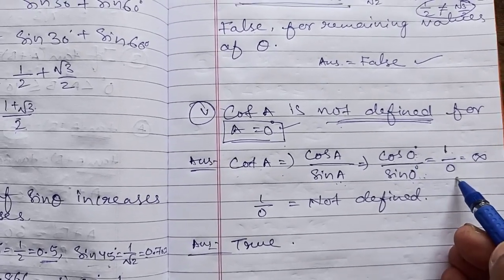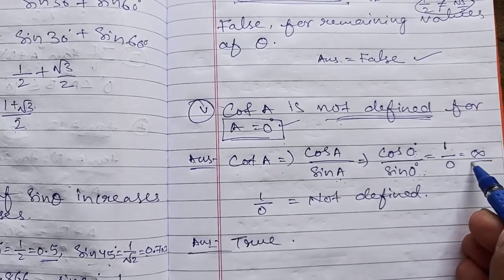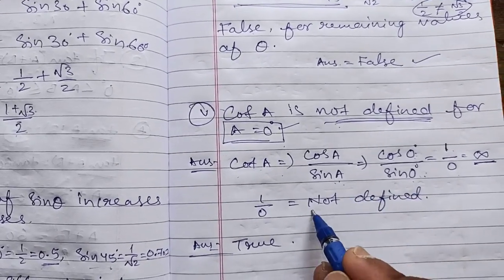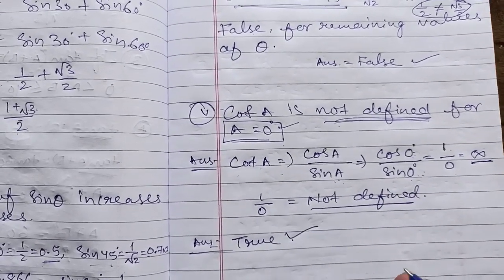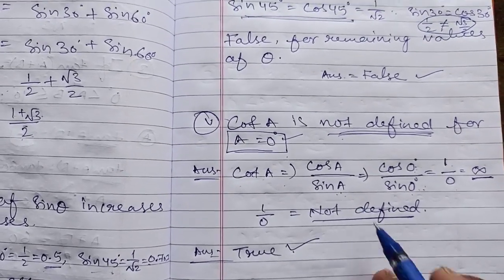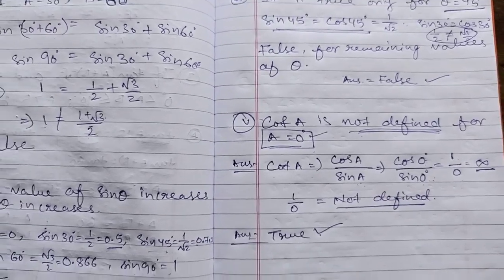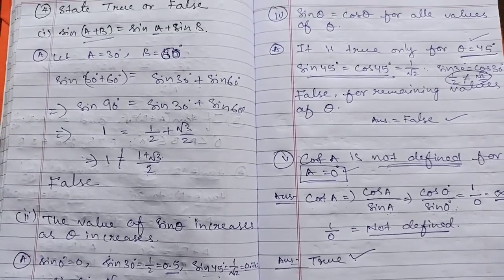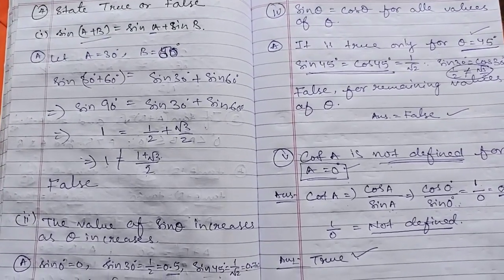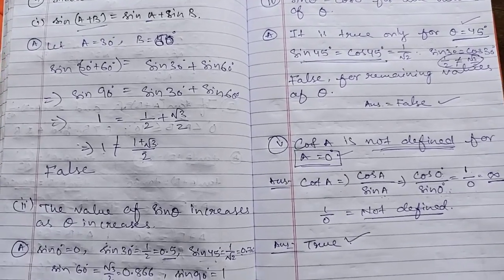Cos 0 is 1. Divided by 0, 1 divided by 0 is not defined, infinite. So it is not defined, so this statement is true. Okay, so by this we have finished our exercise 8.2. I hope you have understood all the questions, all the bits whatever I have explained, and the trigonometric table.